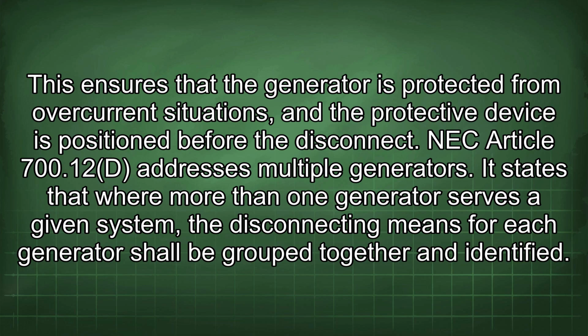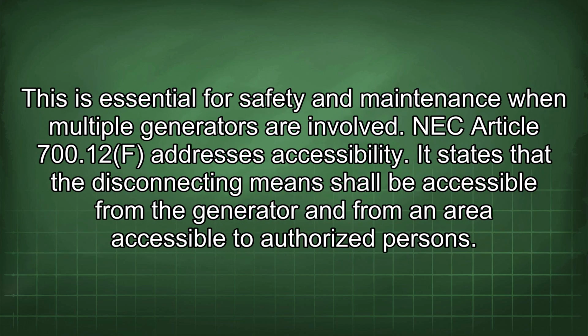NEC Article 700.12d addresses multiple generators. It states that where more than one generator serves a given system, the disconnecting means for each generator shall be grouped together and identified. This is essential for safety and maintenance when multiple generators are involved.